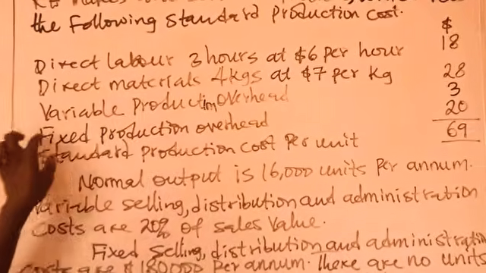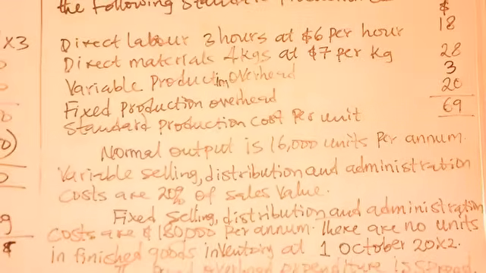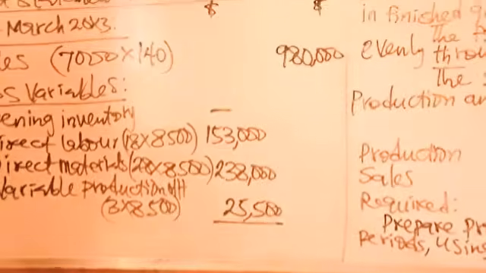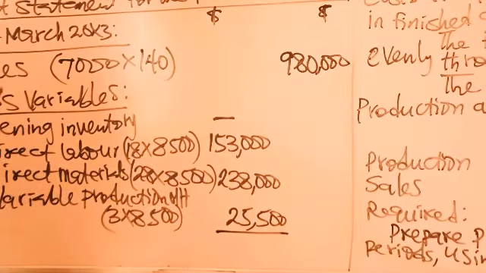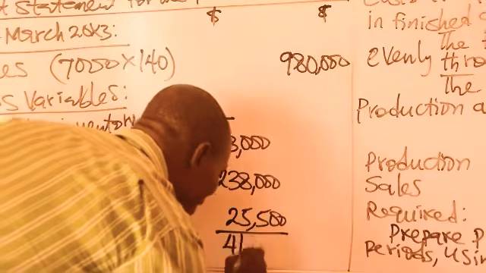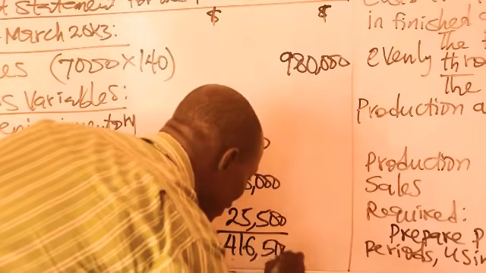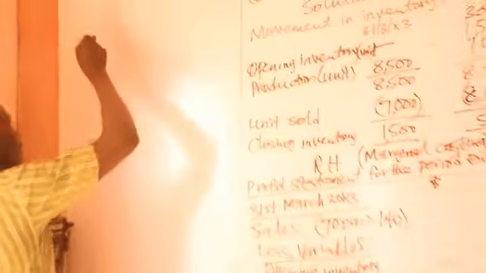It is variable cost you want to less. This is fixed cost, so fixed cost will be treated as the cost of the period. When you sum this up, you have 153,000 plus 238,000 plus 25,500. This will give us 416,500. Then from that, you less your closing inventory.